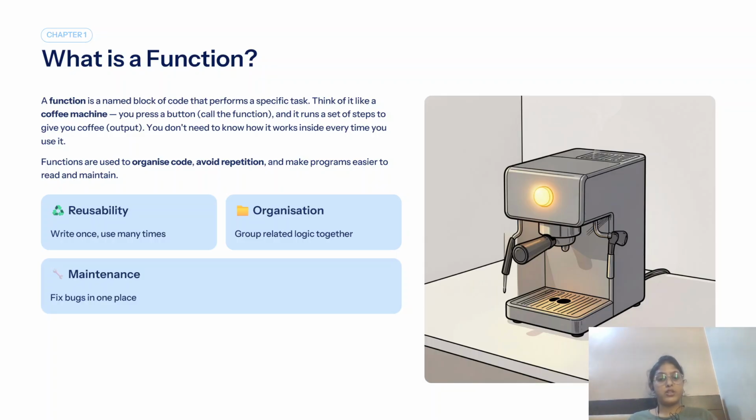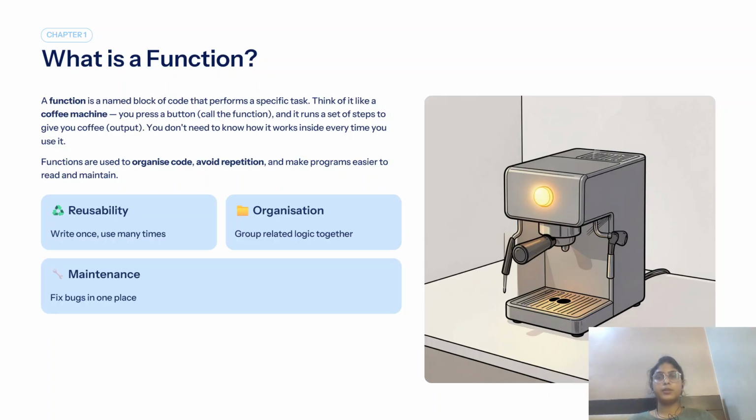Think about a coffee machine. Imagine you press the coffee button. Do you know every internal step the machine performs? No. You simply press the button and you get your coffee. A function works in the same way. You call the function, Python executes it, and all the instructions written inside it.